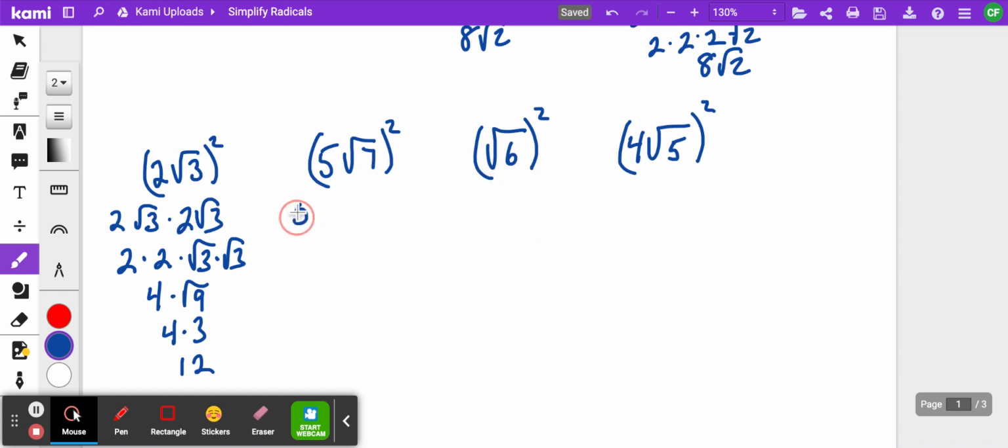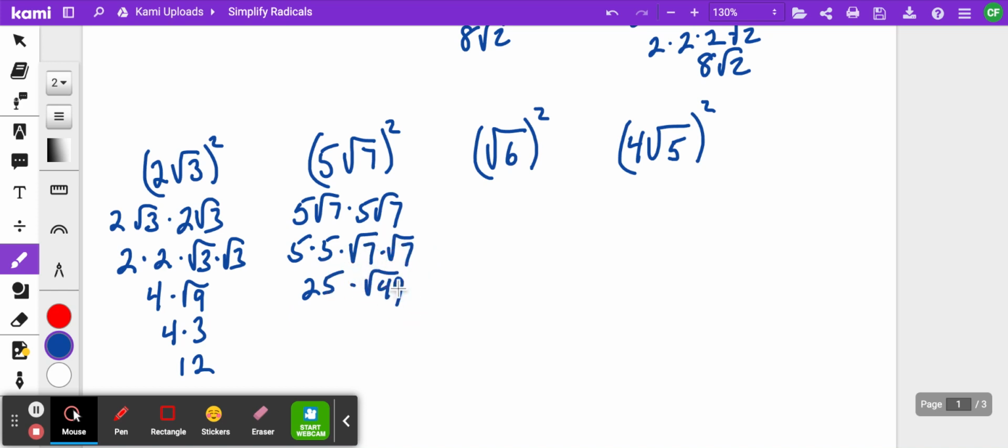All right, so this is 5 root 7 times 5 root 7. 5 times 5 times root 7 times root 7. 5 times 5 is 25. Root 7 times root 7 is root 49. Perfect square. Square root of 49 is 7. 25 times 7 is 175.